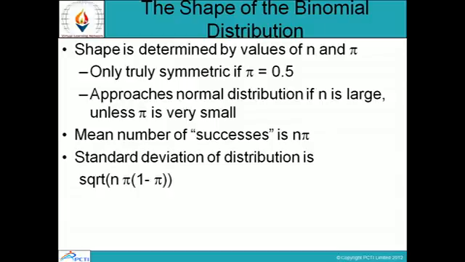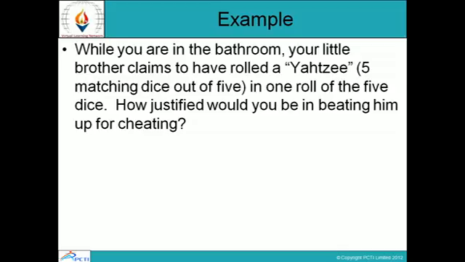where n is the total number, p is the probability of success and q is the probability of failure. Example: while you are in the bathroom, your little brother claimed to have rolled a Yahtzee, 5 matching dice out of 5 in one roll of the 5 dice. How justified would you be in beating him up for cheating?